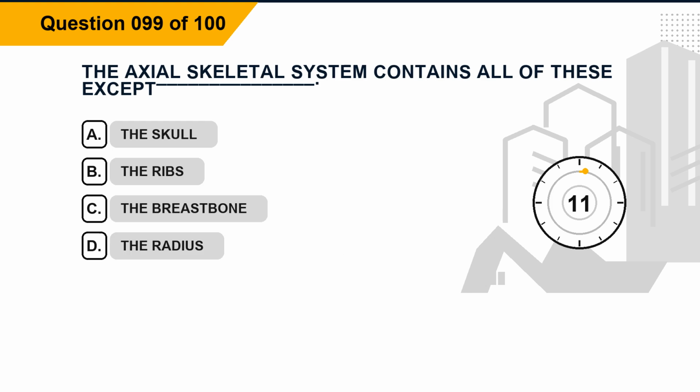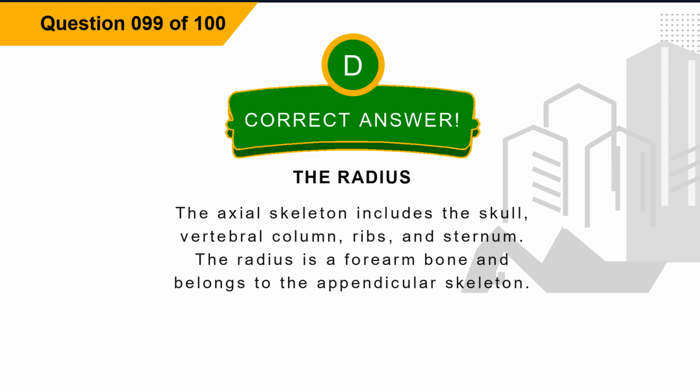Question 99. The axial skeletal system contains all of these except blank. Option A. The skull. Option B. The ribs. Option C. The breastbone. Option D. The radius. The correct answer is option D. The radius. Explanation. The axial skeleton includes the skull, vertebral column, ribs, and sternum. The radius is a forearm bone and belongs to the appendicular skeleton.